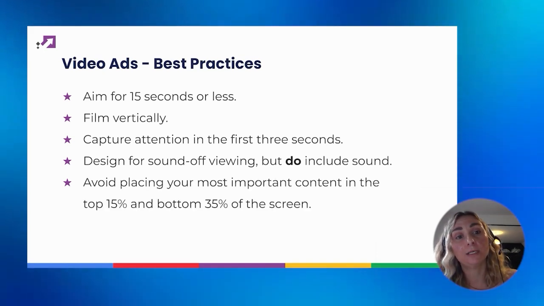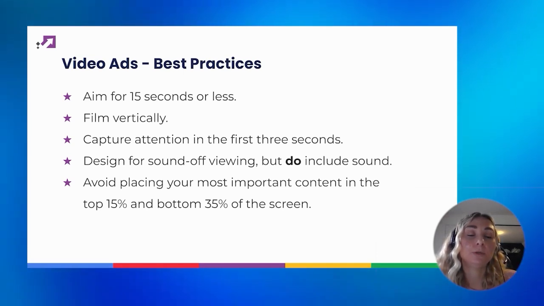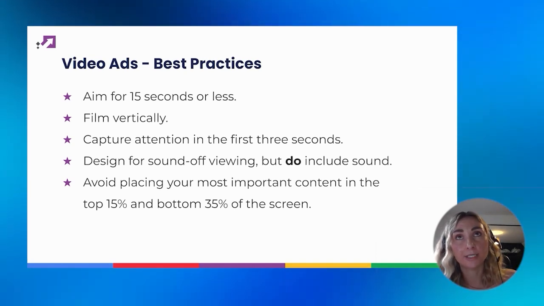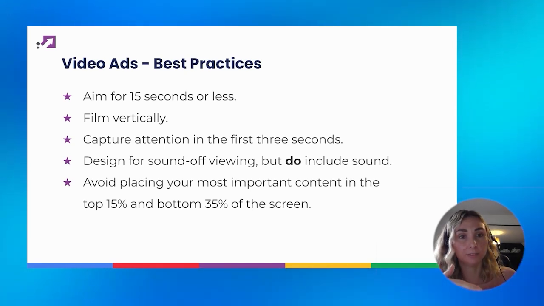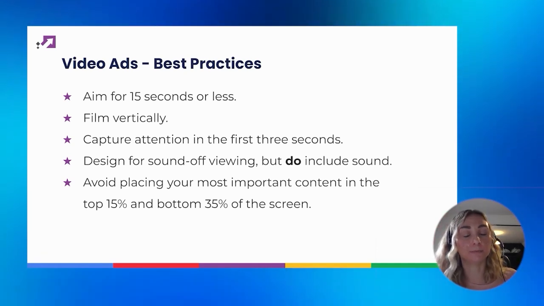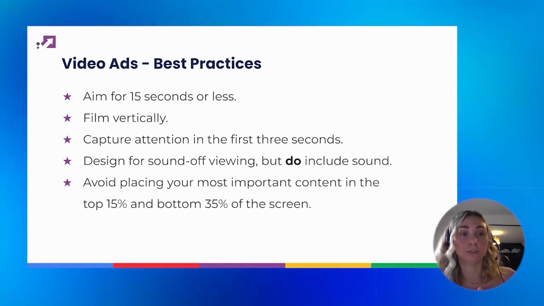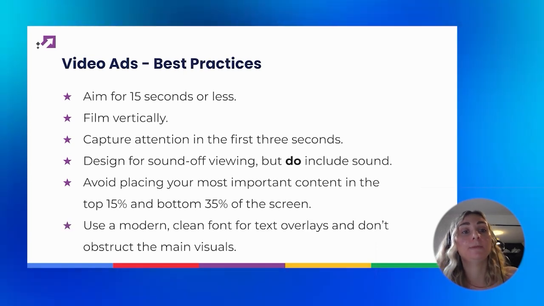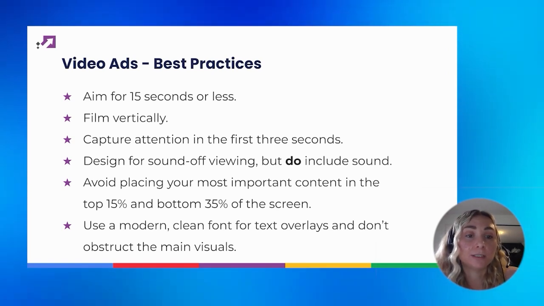In relation to subtitles, or any text that you're using in the video, you want to avoid putting that in the top 15% and the bottom 35% of the screen. That's because the ads will be placed in a lot of different situations, and sometimes the call to action button will obscure any text at the bottom, or the branding that comes up automatically will be at the top. So you want to make sure it's in that golden spot between the top 15% and the bottom 35% of the screen. And if you are using text, also make sure you are using a modern, clean font for any text overlays, and don't obstruct the main visuals.